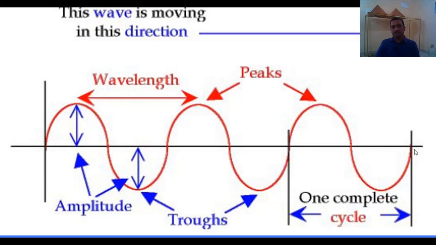Wavelength means the distance between two crests or troughs, or you can define it as the distance between two nodes or antinodes. Where is the antinode and node? This peak position is called the antinode. This mean position is called the node. The particle goes from the mean position to the extreme position, and from here to here.